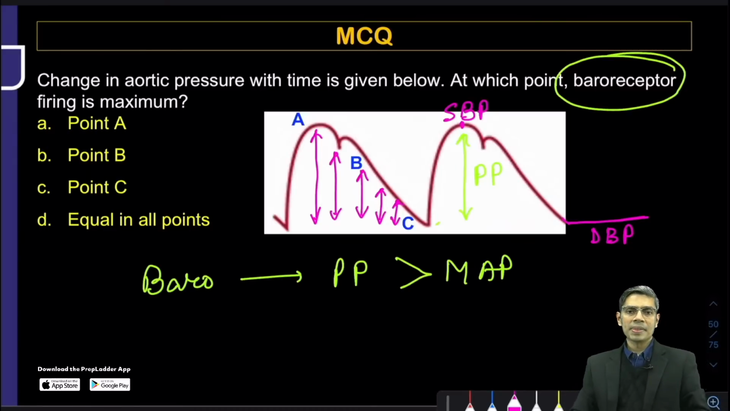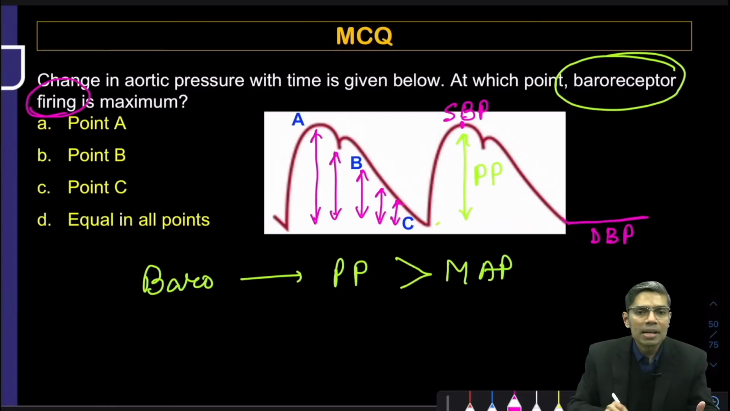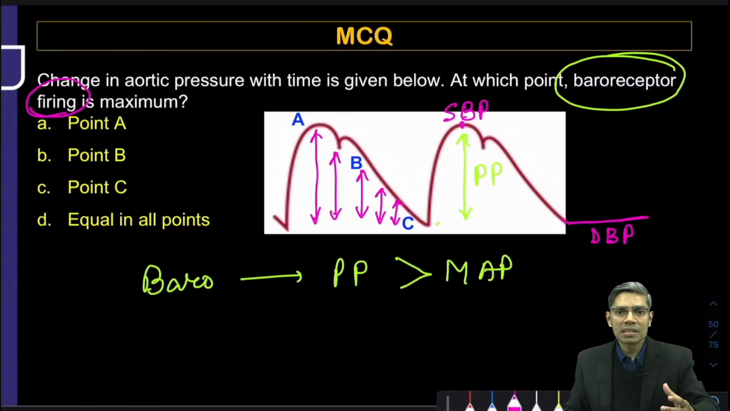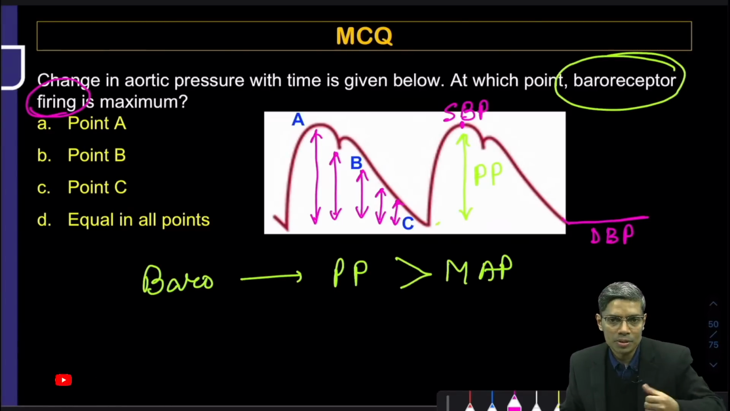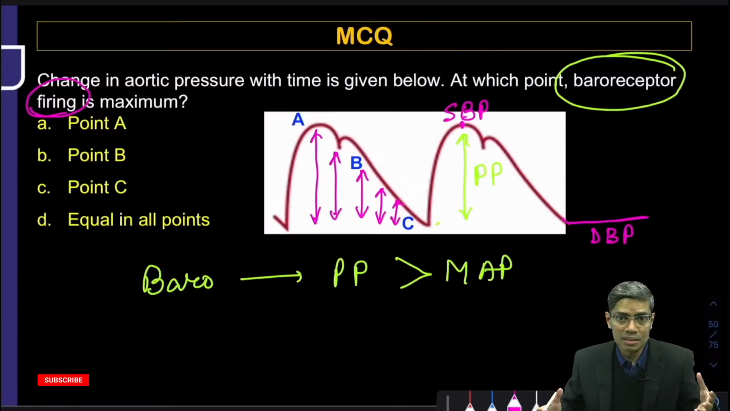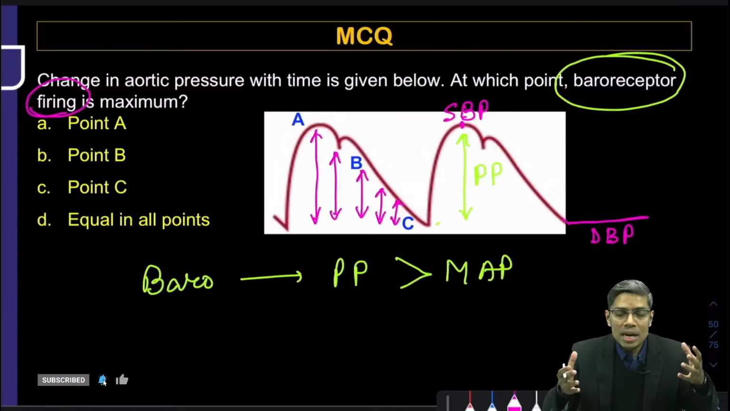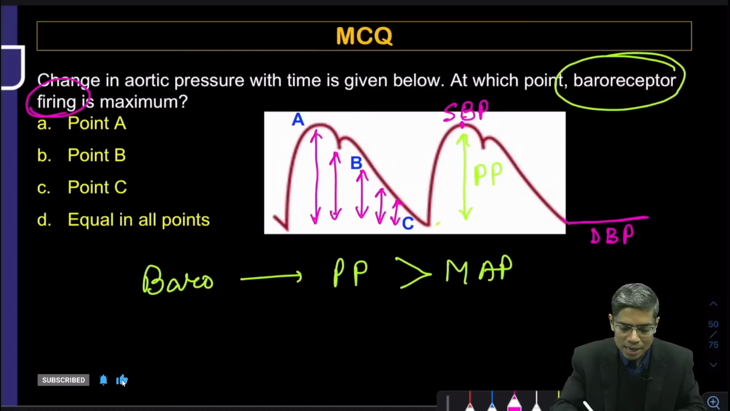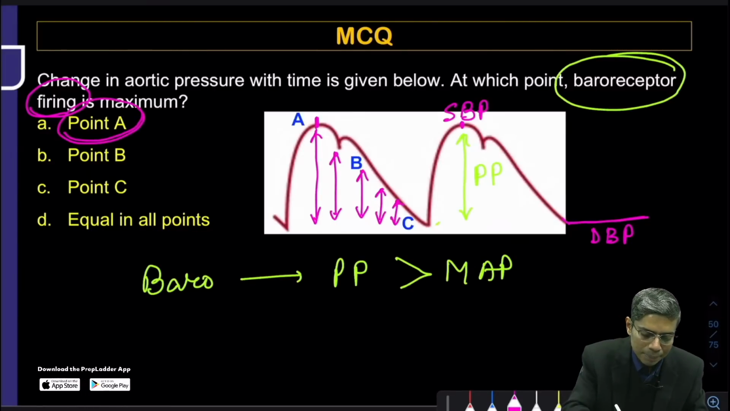So, if I have to answer that, baroreceptor will be activated, baroreceptor firing. What do you mean by baroreceptor firing? Baroreceptor firing means action potential generation of baroreceptor stimulation, that is firing, activation. Firing means activation. So, baroreceptor activation is maximum at which point? The point where the systolic blood pressure is, that is point number A.